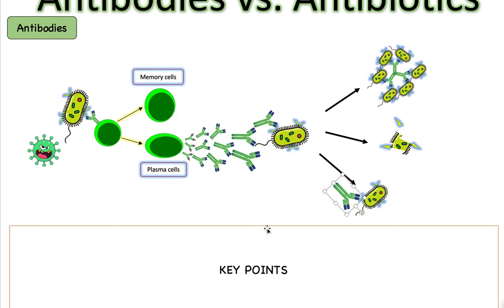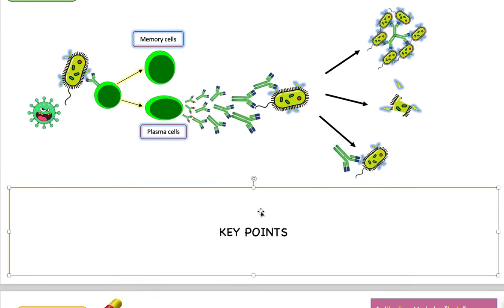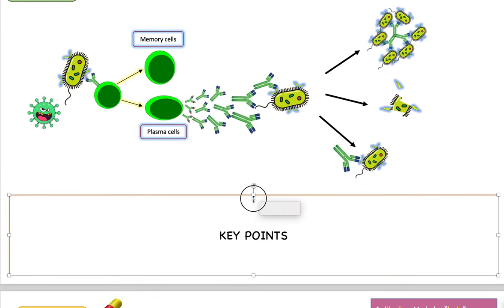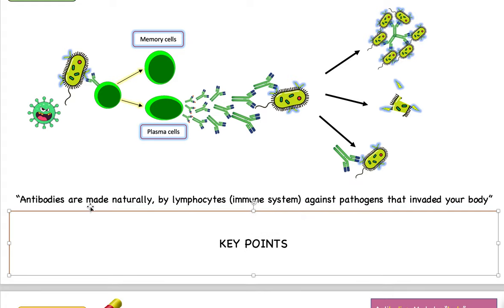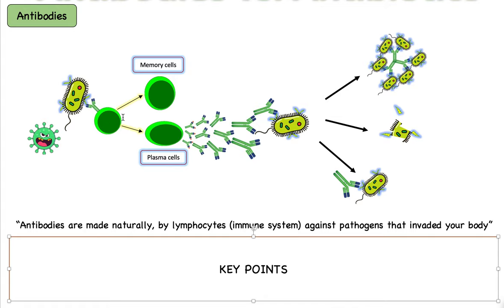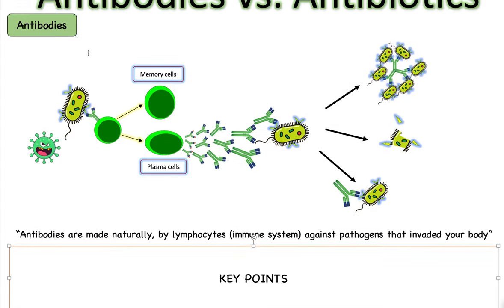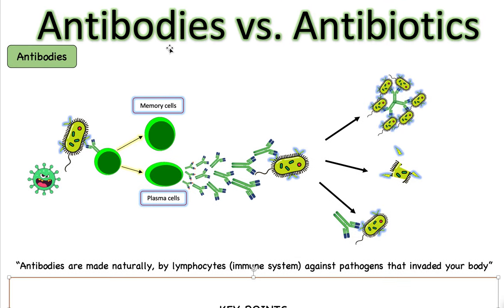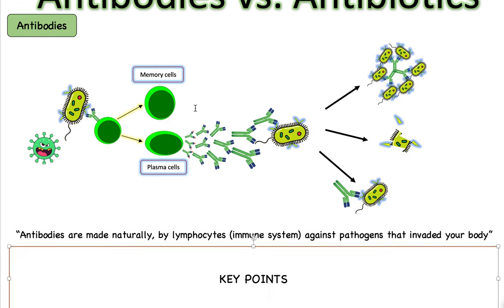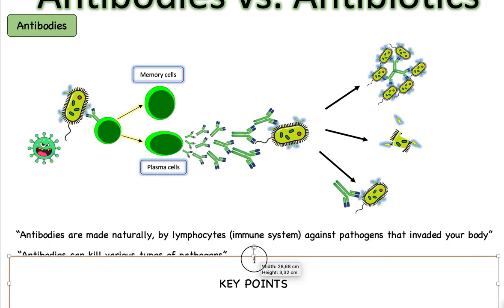So let's quickly look at the key points written down so you can understand and visualize it more easily. Antibodies are made naturally by lymphocytes of your immune system. This is a lymphocyte, okay? Against pathogens that invaded your body. So that's what I just explained here. They're made naturally by your body, antibody. Okay, how about the next point?